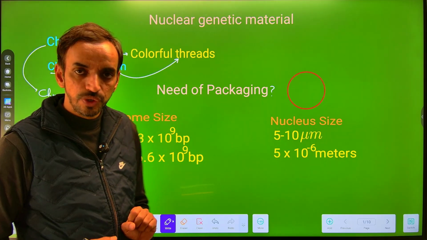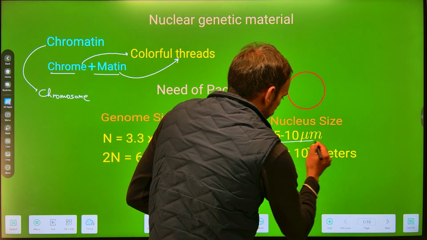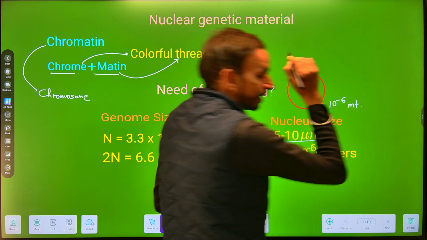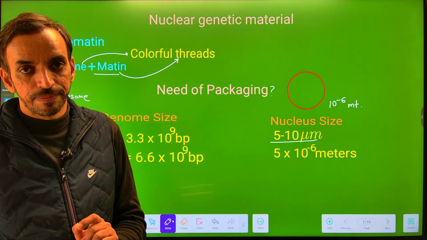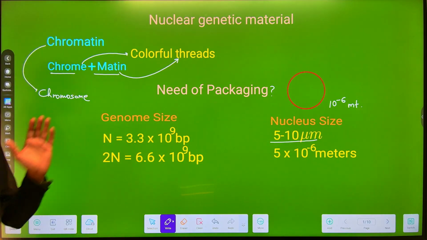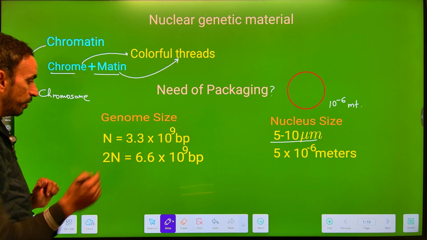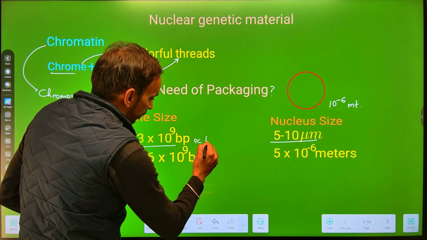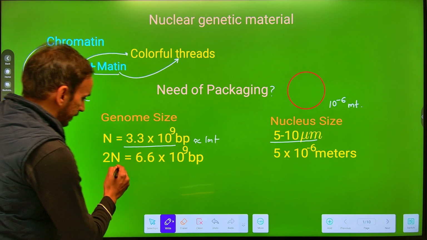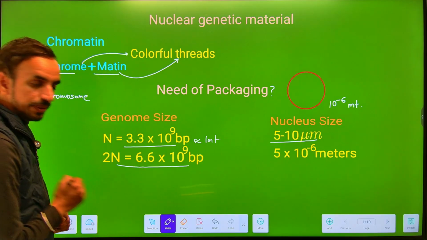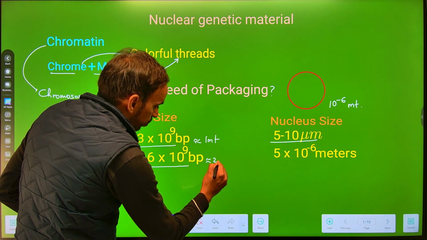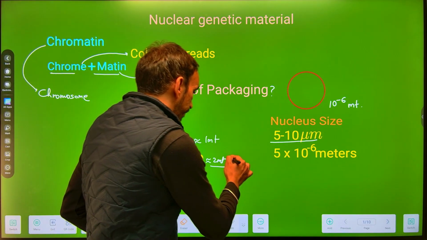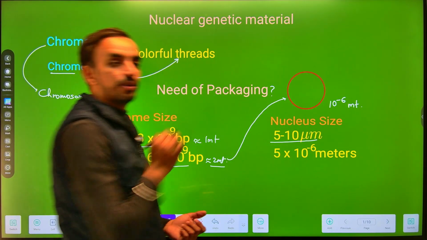If we talk about the size of the nucleus in case of eukaryotes, it is around 5 to 10 micrometers, or we can say 10 to the power minus 6 meter, or 1 millionth of a meter. At the same time, the size of the genome in a haploid cell is 3.3 into 10 to the power 9 base pairs, which is equivalent to 1 meter, while in a diploid cell, it is 6.6 into 10 to the power 9 base pairs, which is equivalent to 2 meters. Now we have to arrange this much genome within this much nucleus.